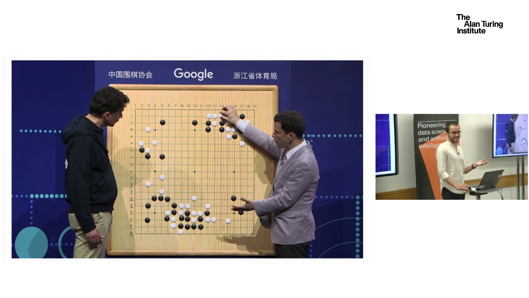There's no Go schools here, you know. And he was commenting on the game as it was happening. And there was a moment in the second game, which has now become completely famous, which was move 37. So the computer placed the stone in a location that was traditionally taught to be a very bad move.